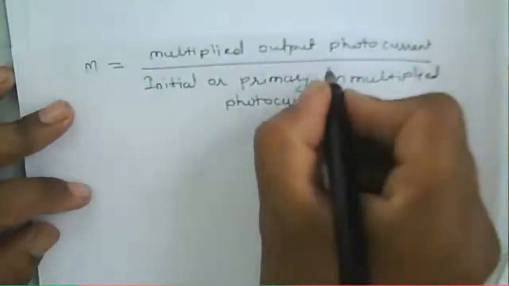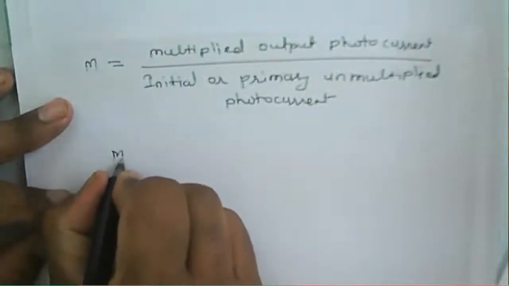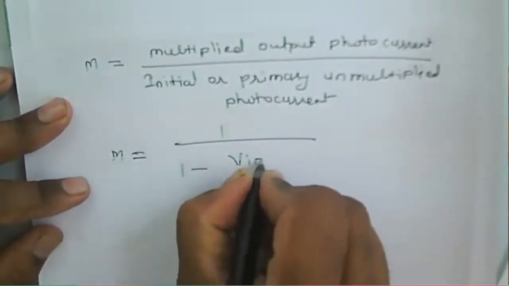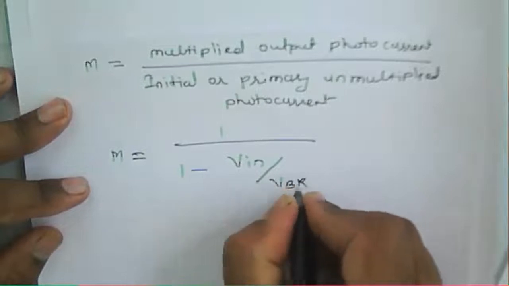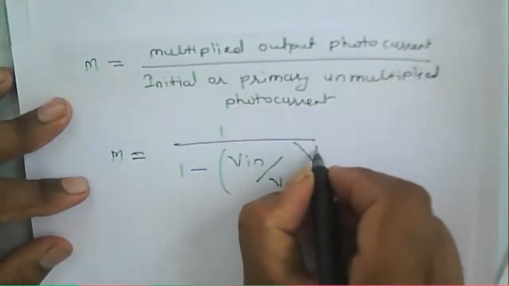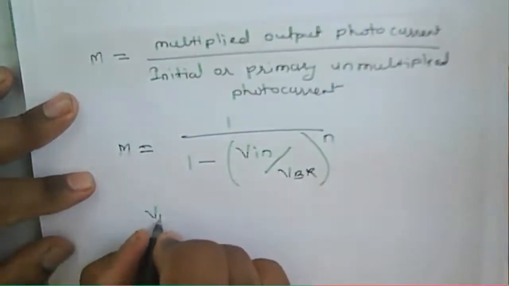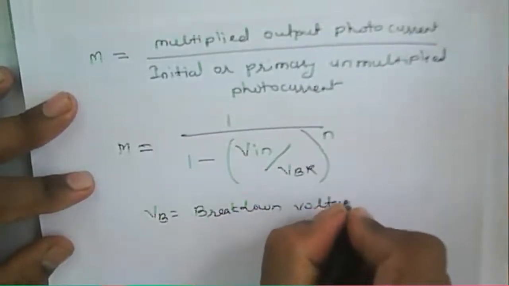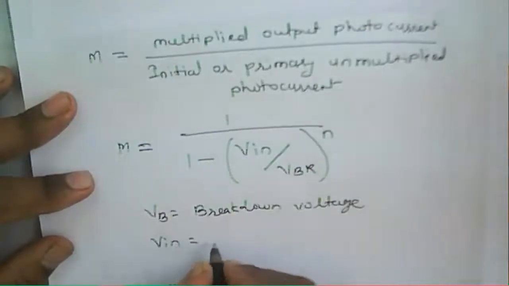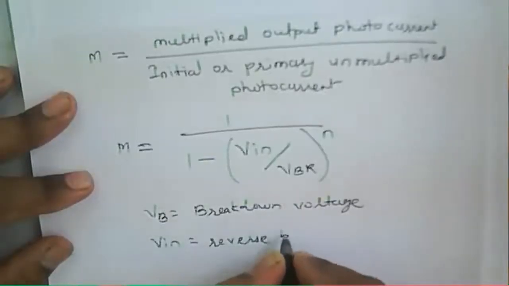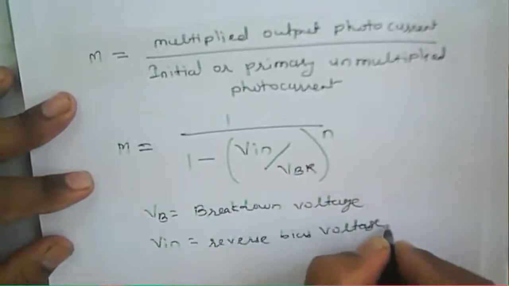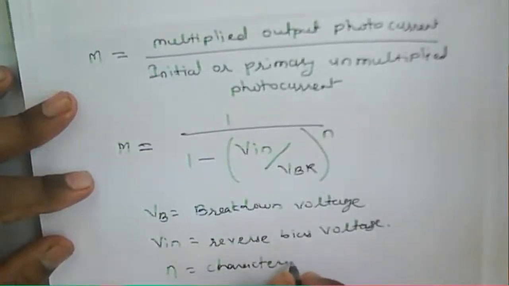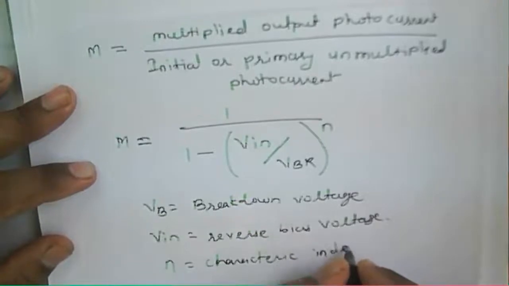Okay, the multiplied output photocurrent we are getting, and M is equal to 1 by 1 minus V in by V BR, to the power N. So V BR is the breakdown voltage, and V in is the reverse bias voltage, and N is nothing but the characteristic index of the given particular material.